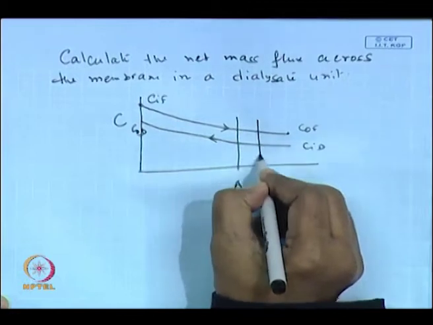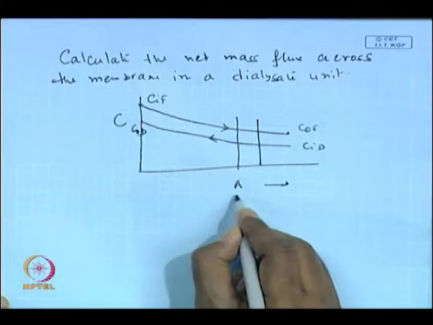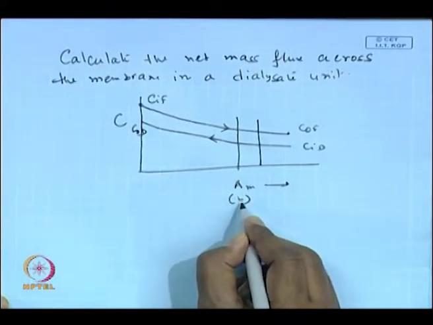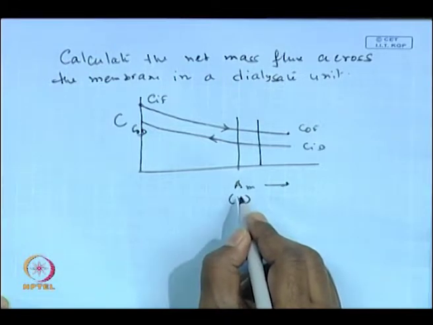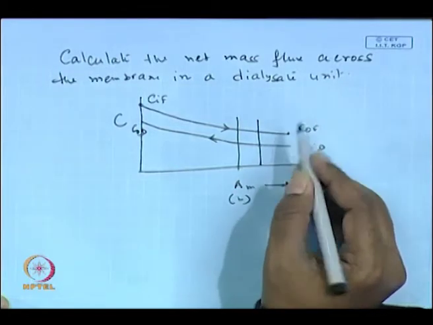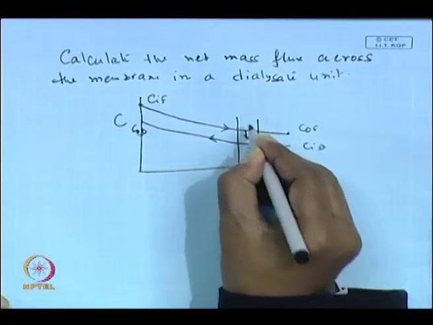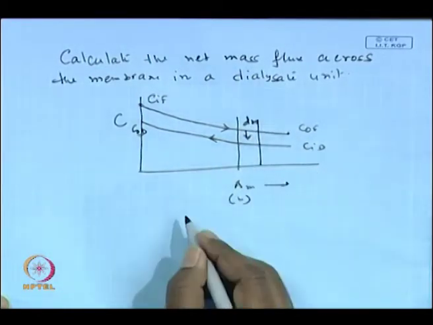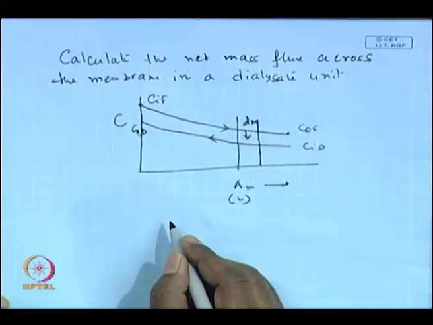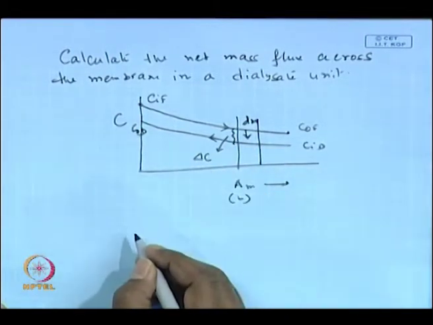We consider that the height of the channel is constant. So, the membrane area is nothing but the length multiplied by the total height, which will give you the total membrane area. Okay. We consider a differential element, and in this differential element dm is the differential amount of mass that will be transported from the feed side to the dialysate side, and here you will have a concentration difference of delta C, let us say.